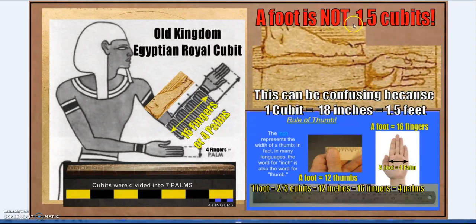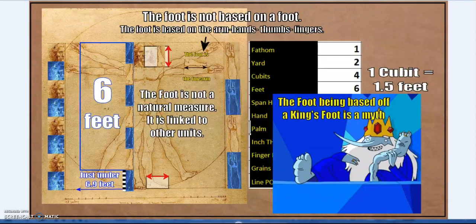So a foot is not 1.5 cubits. However, in the modern imperial system that we use, 1 cubit is 1.5 feet by definition. That's because a foot is actually based on the hands, it is not based on feet. 1 foot is closer to 4/7 of a cubit. So this tired old myth of it being based on the king's foot is just not right. A foot is not based on a foot, it's based on the arm, the cubit, hands, thumbs, and fingers.